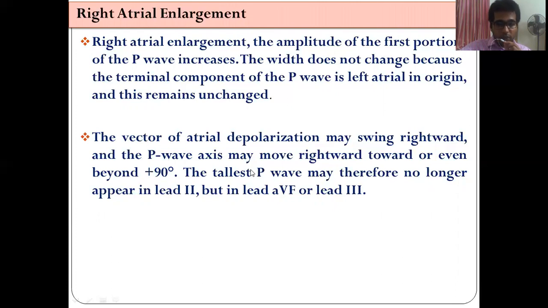So the tallest P wave may therefore no longer appear in lead 2, but in lead AVF or lead 3. I have already shown you the figure. If it is rotated rightward, the voltage will be diminished in lead 2, but gradually the voltage will increase in AVF and lead 3.